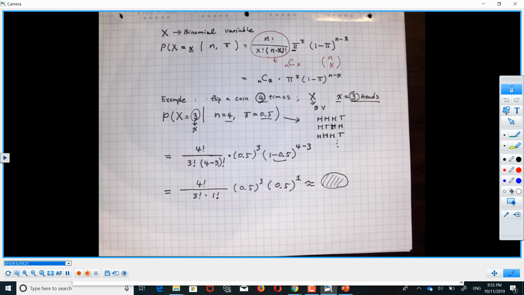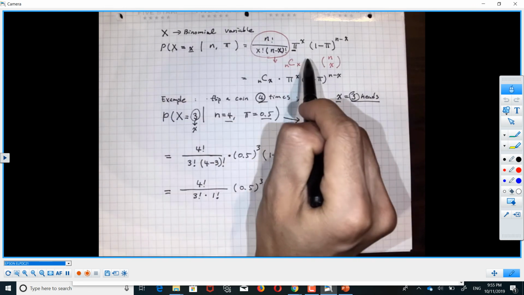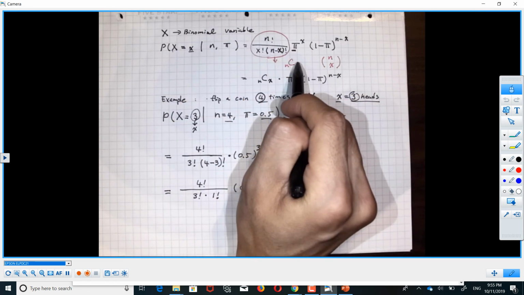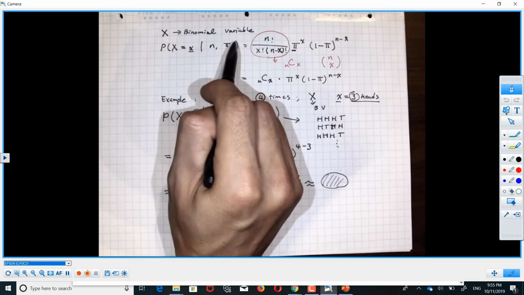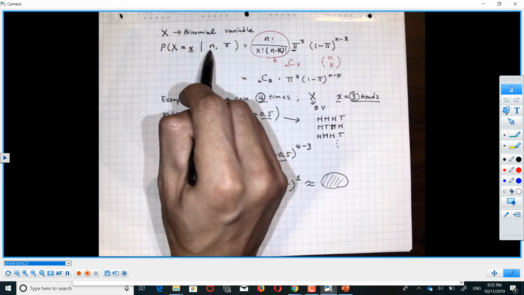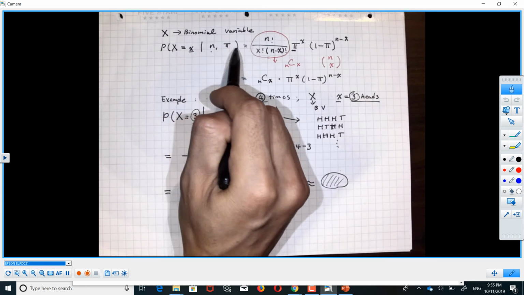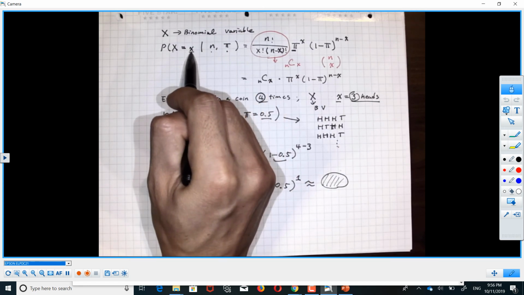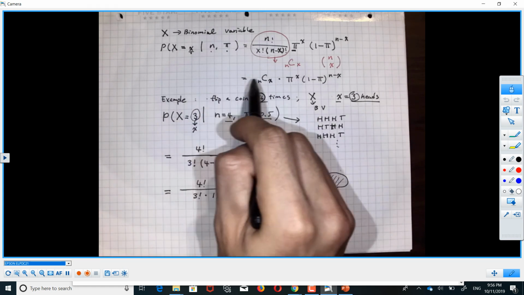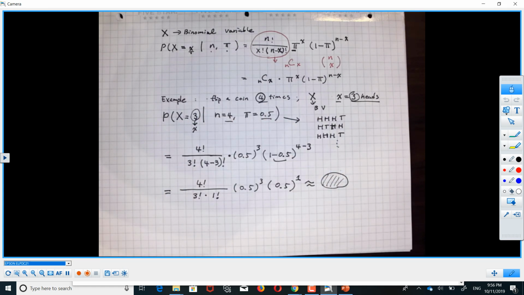Okay, so basically I'd like you to know the formula for the binomial distribution probability, and I want you to know what n really means, what pi is, and what this small x is. So this is the example. Okay, let me just end my lecture here.